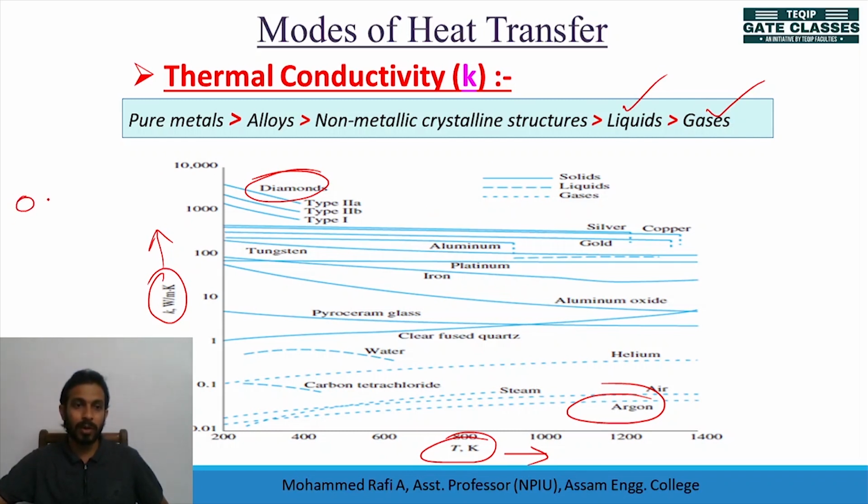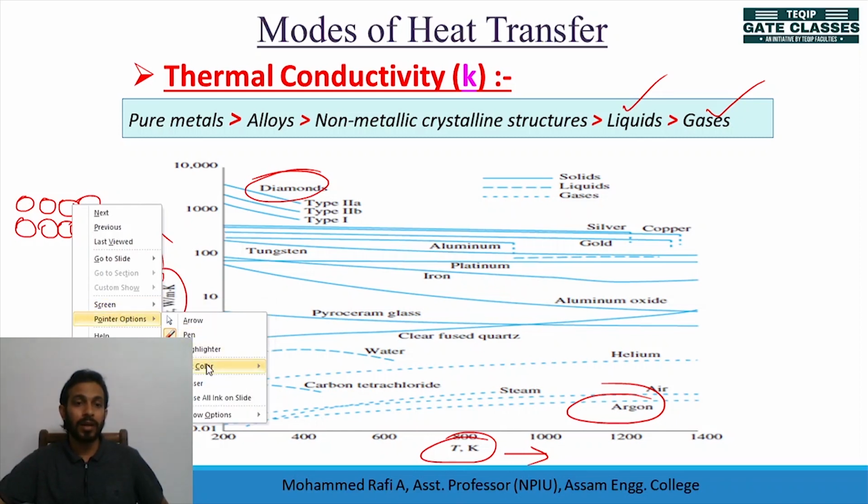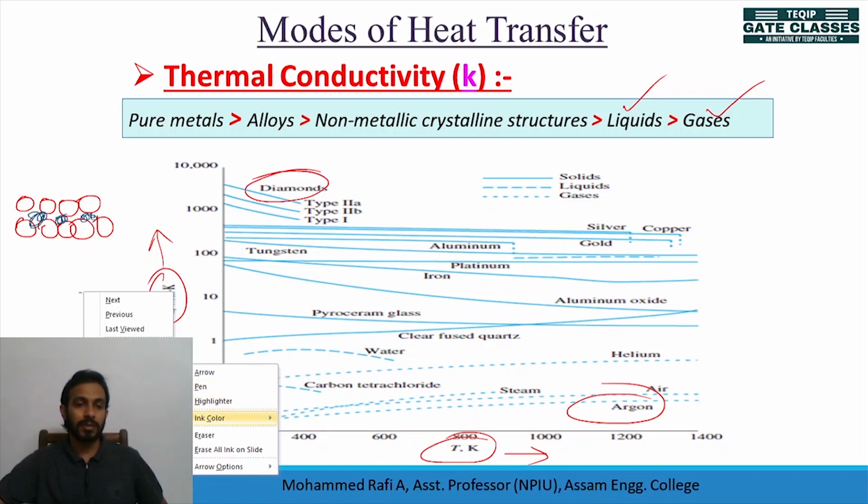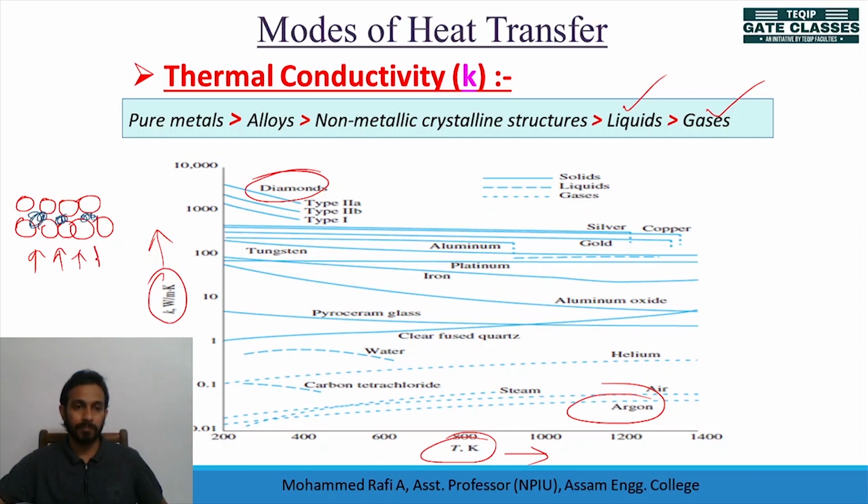Suppose I am talking about a pure metal. A pure metal means it is made of similar type of molecules. So if I am converting this pure metal into an alloy, how to convert? Nothing but I will include some foreign material. Now I am starting to heat this. So if I am starting to heat, what will happen?